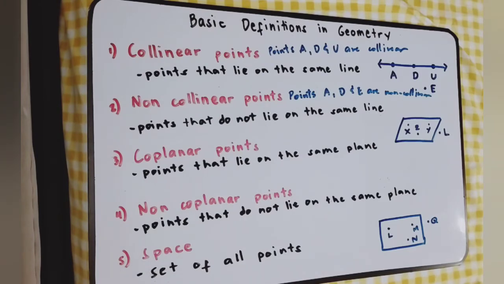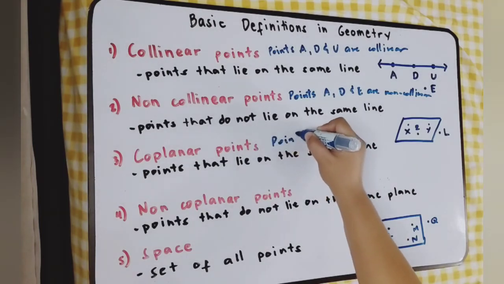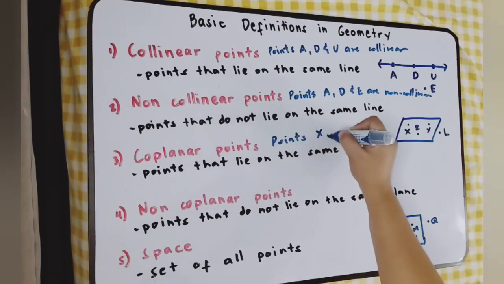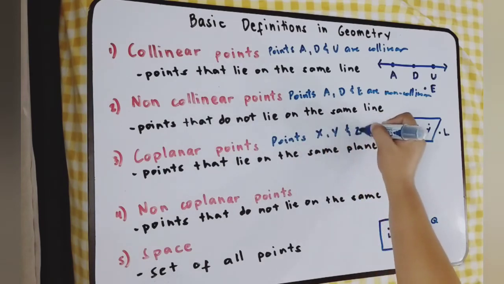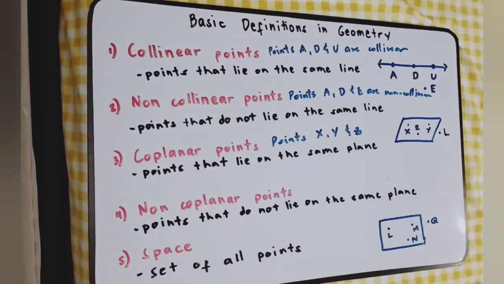In coplanar points, so points that lie on the same plane. So, obviously, di ba, plane naman siya. So, ano ba yung coplanar points niyan? Those are points X, Y, and Z because they lie on the same plane.